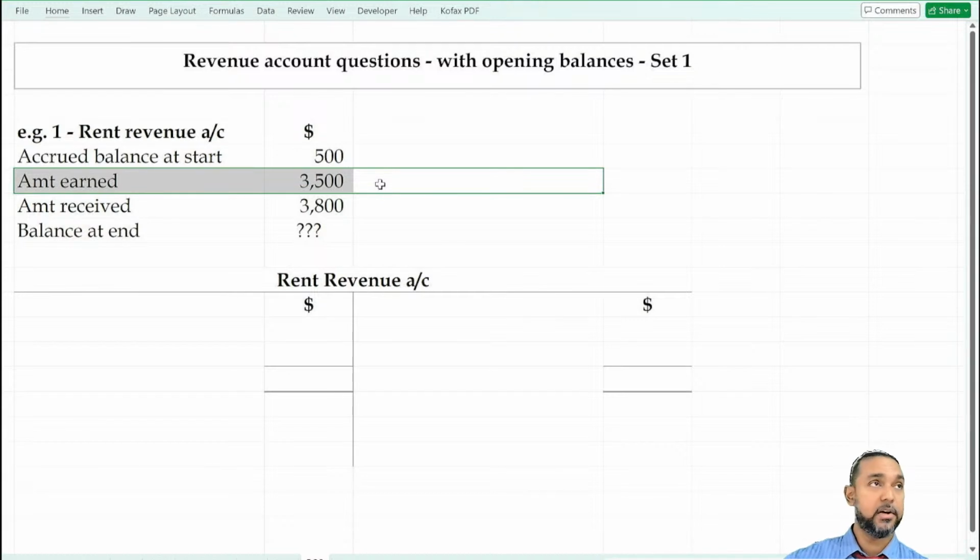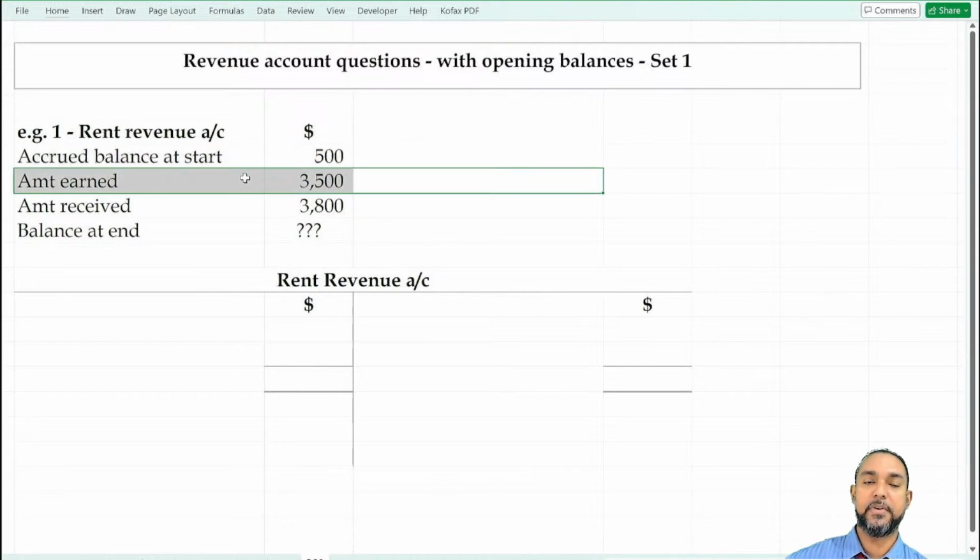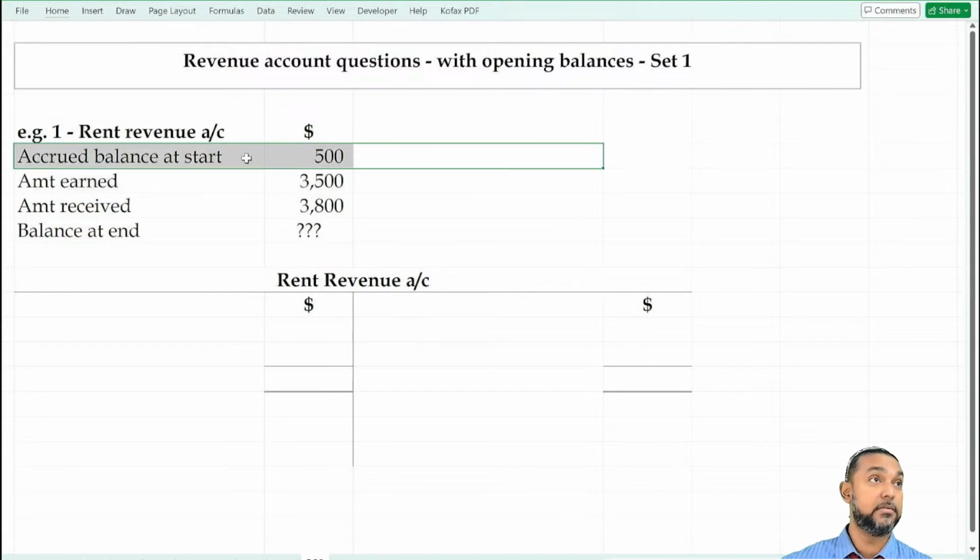Now, at the start of the current month, they owe you 500 from last month. So quick question. If they owe you 500 from last month and they were supposed to pay you 3,500, how much did they actually pay you last month? Yeah, last month. 3,000, right? Because if they were supposed to pay you 3,500 and they still owe you 500, it means they didn't pay you 500. So they only paid you 3,000 out of the 3,500, right?